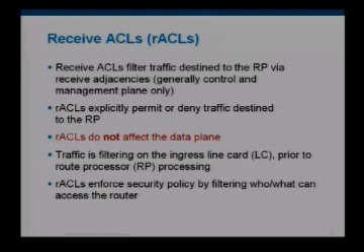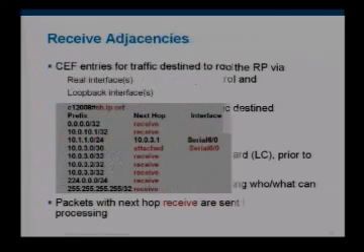Traffic is filtered ingress on the line card prior to the RP, and you just saw the diagram. It sits at the front of the line card, before you hit the route processor. So any packet coming in that has to go to the RP will be inspected by the RACL. Very, very effective and very useful.